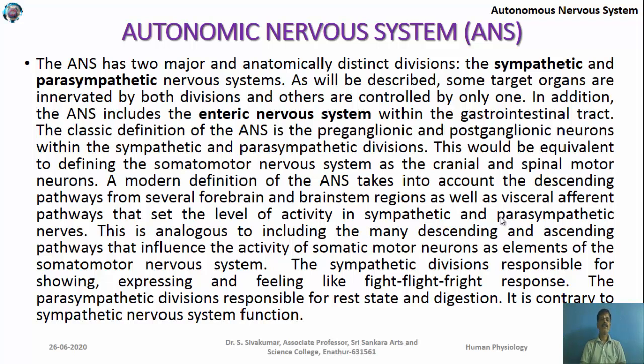The word clearly indicates sympathetic. The sympathetic division is actually responsible for showing, expressing and feeling. The feelings can be expressed only by the stimulation of this sympathetic nervous system. The finest example is the fight, flight, fright response. Whereas the parasympathetic division is responsible for the behavior of the body in rest conditions and during digestion. So the digestive things are controlled mainly by this parasympathetic nervous system. It is quite contrary to the sympathetic nervous system.